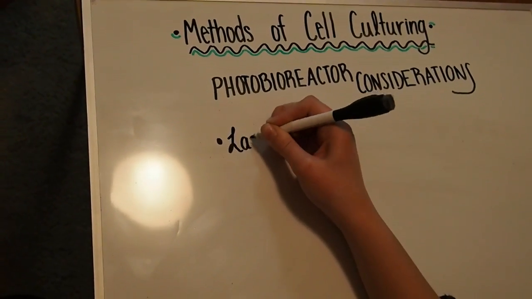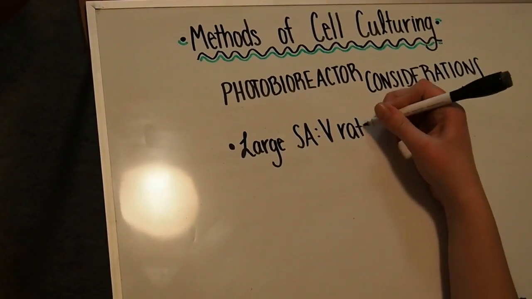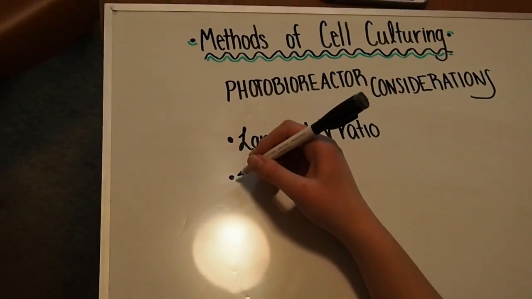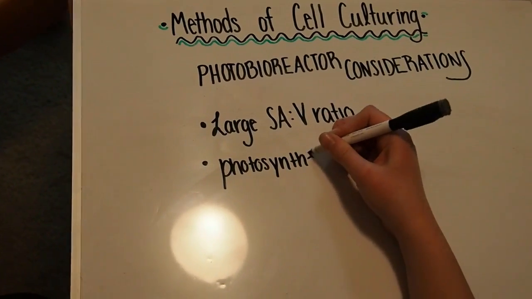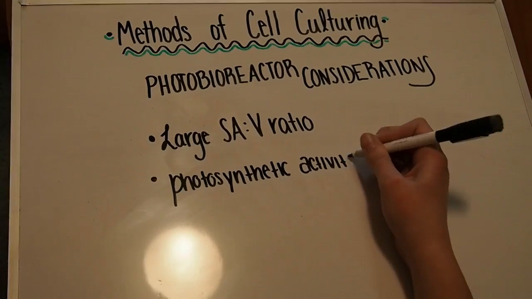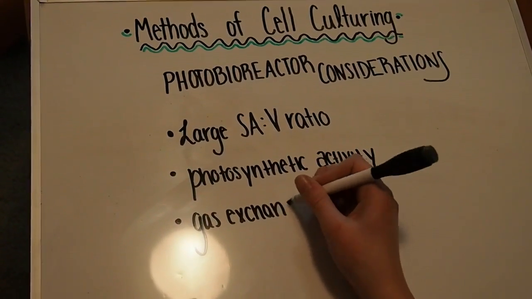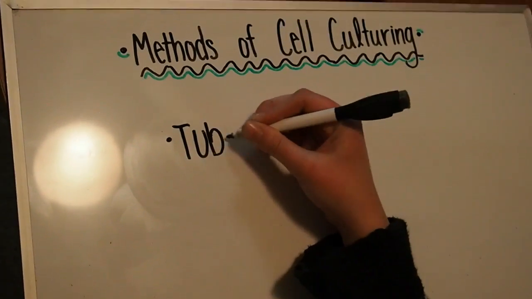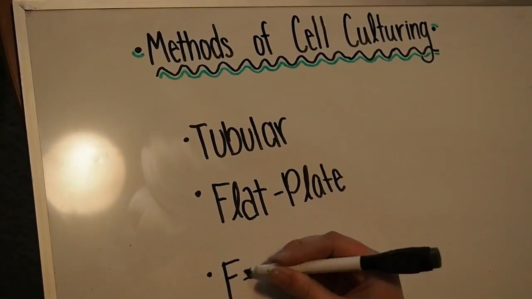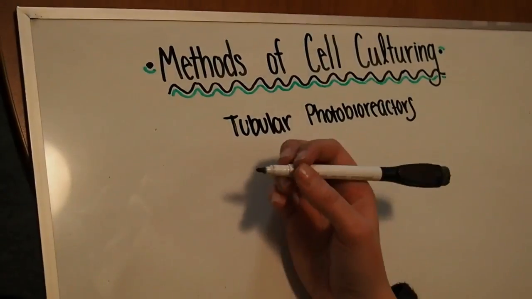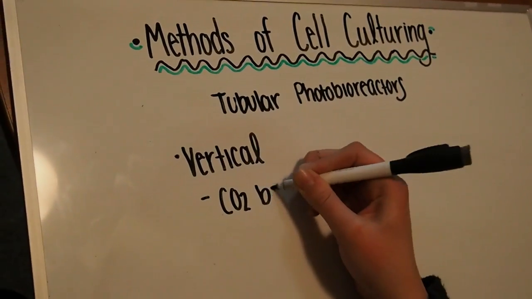When considering how to design a photobioreactor, you should think about the following. To be most efficient, photobioreactors should have a large surface area to volume ratio. The tubing should allow for maximum photosynthetic activity, and there should be a gas exchange unit to provide CO2 to the system. Photobioreactors can be split up into the following categories: tubular, flat plate, and fermenters. There are two types of tubular photobioreactors: vertical and horizontal.